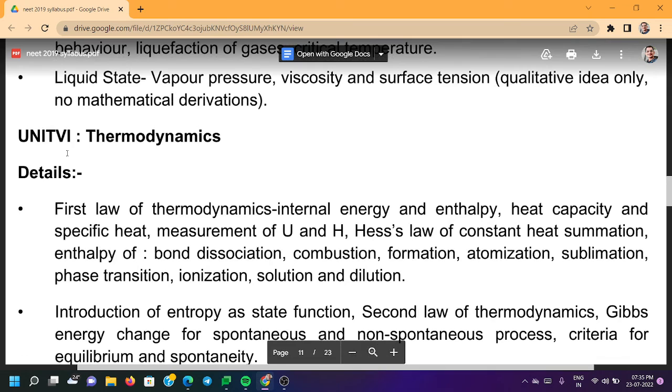Class 11 Chemistry, Unit 6 Thermodynamics. First law of thermodynamics, internal energy and enthalpy, heat capacity and specific heat, measurement of U and H, Hess's law of constant heat summation, enthalpy of bond dissociation, combustion, formation, atomization, sublimation, phase transition, ionization, solution, and dilution.